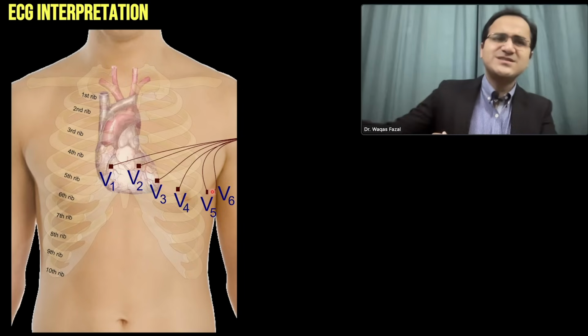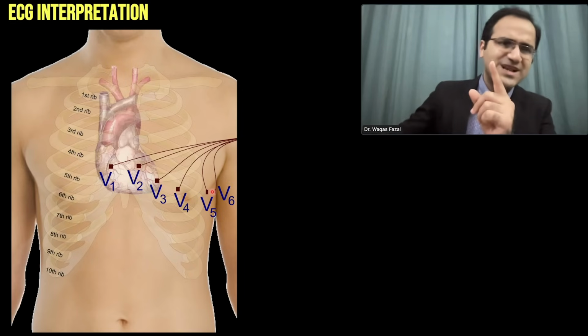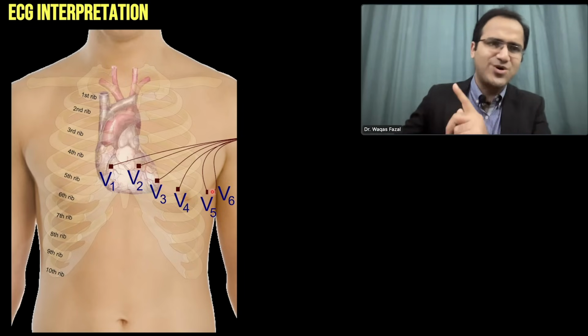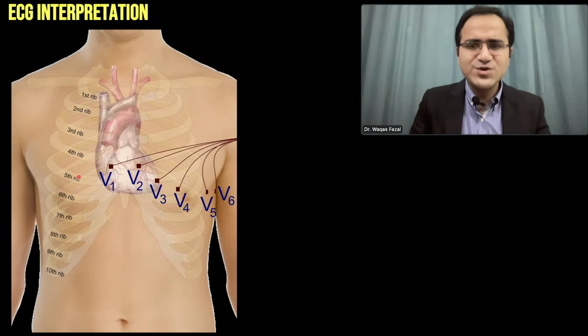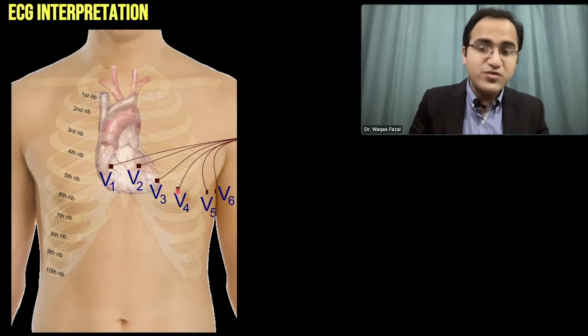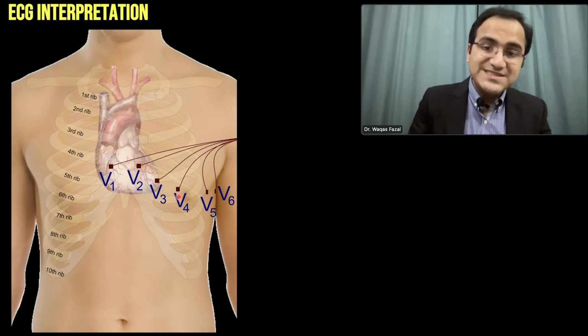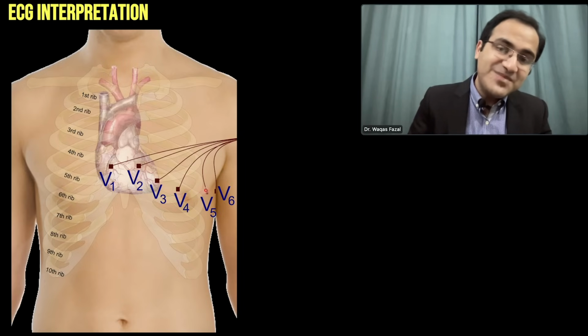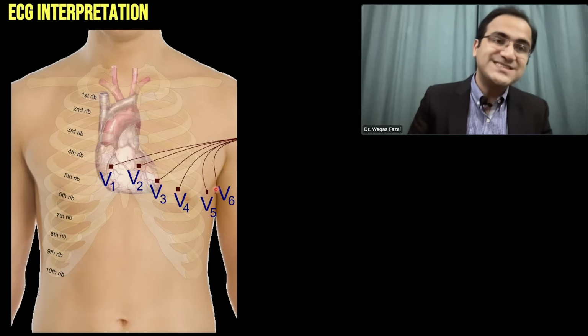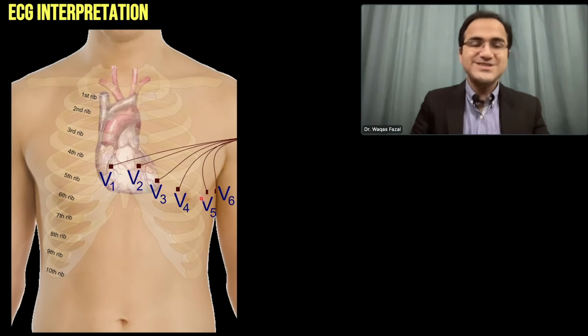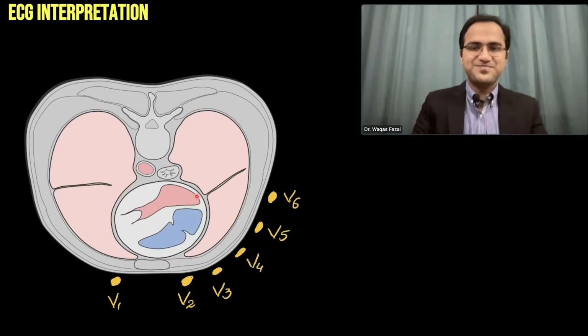If you do not ask the patient to move their arm away, most likely you are putting V6 in the wrong space. So V1, V2 in the fourth intercostal spaces, V1 on the right side, V2 on the left side, V4 in the fifth intercostal space, and V3 is placed between V2 and V4. V5 and V6 are placed in the same line as V4. V6 is placed in the mid-axillary line. These are the locations of precordial leads.